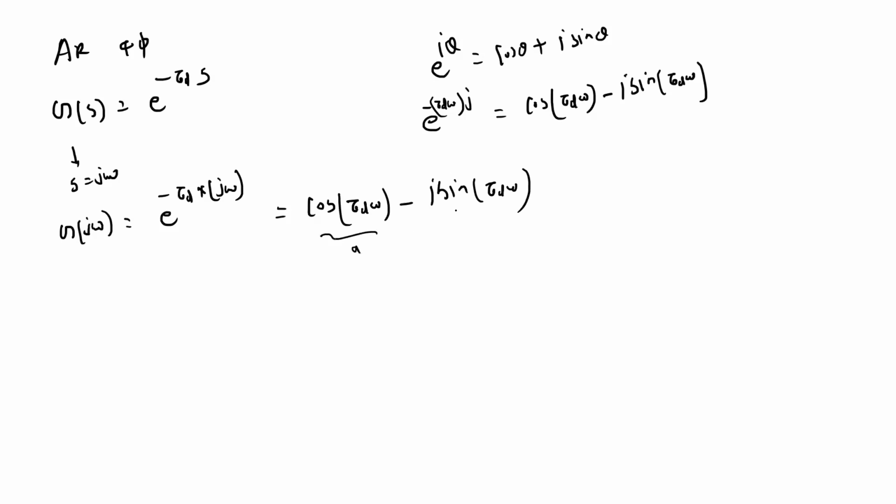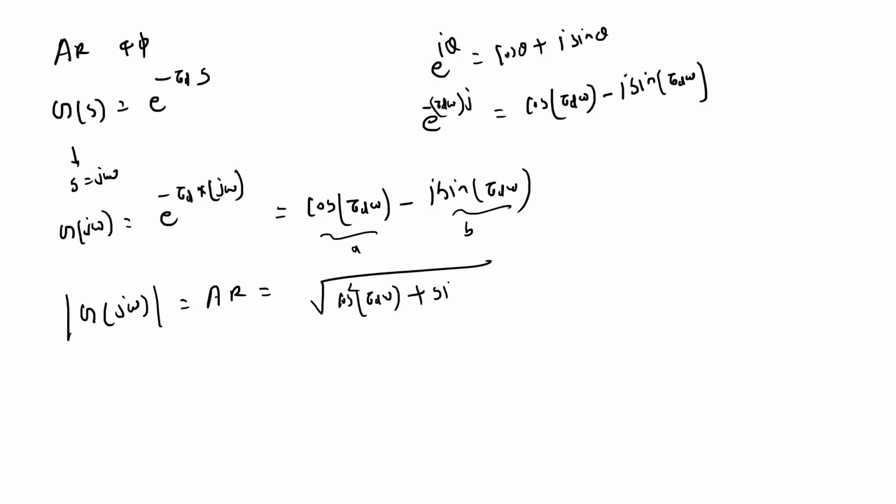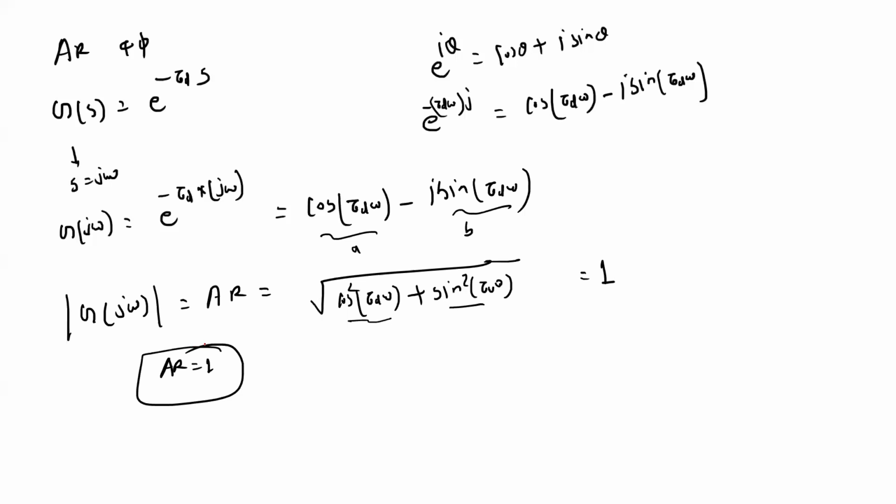So this one is your A, this one is your B. So can I write mod of G(j omega), that is called the amplitude ratio, equal to what? Root over A square plus B square, that is cos square(tau d omega) plus sin square(tau d omega). And cos square theta plus sin square theta used to be 1. So the amplitude ratio for the time delay process will always be equal to 1.